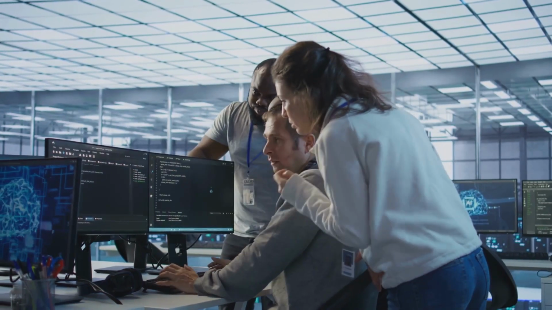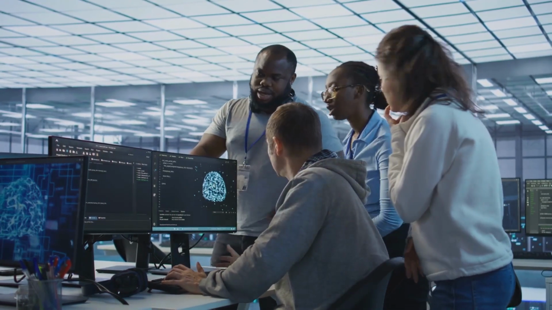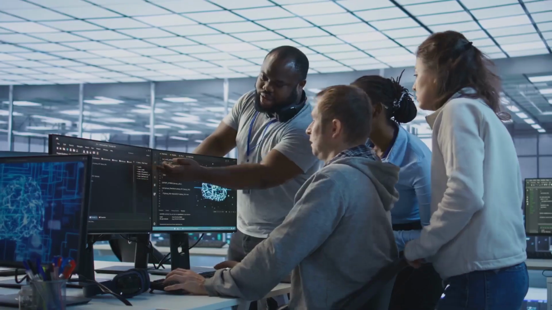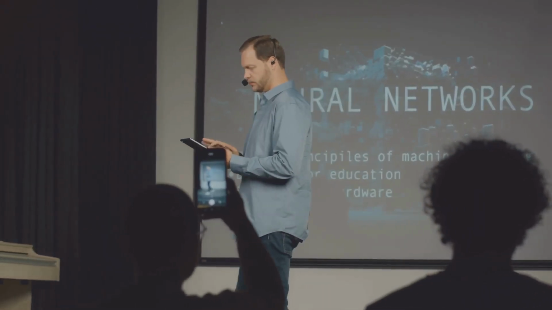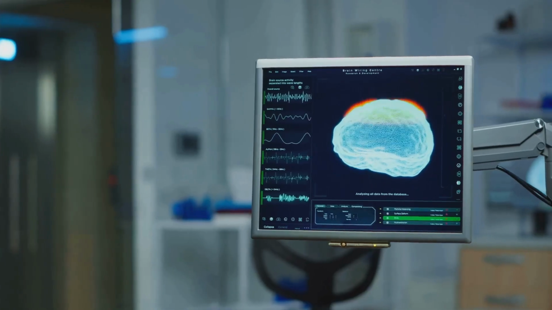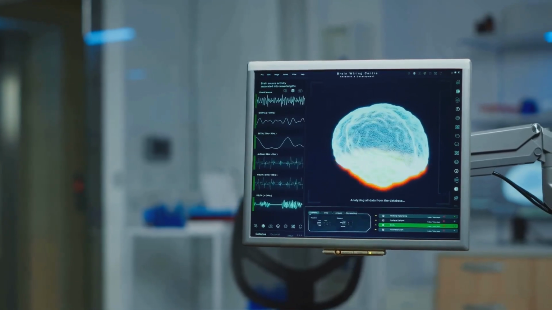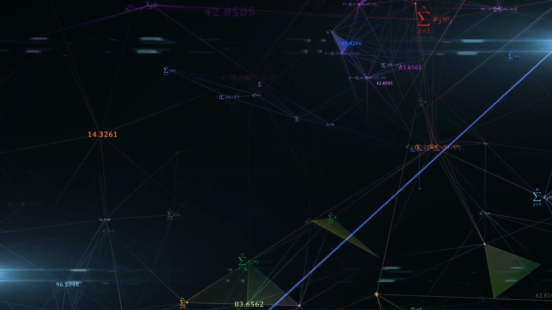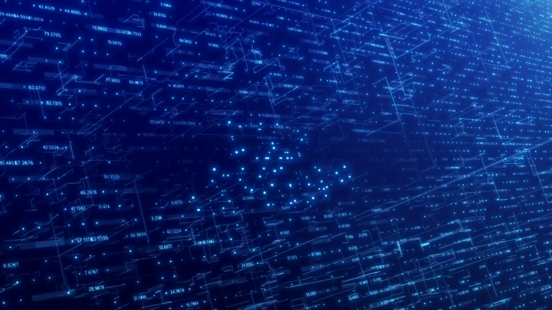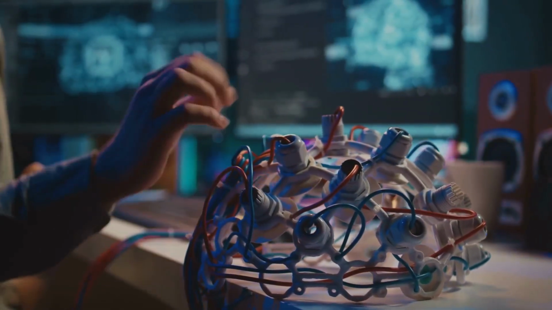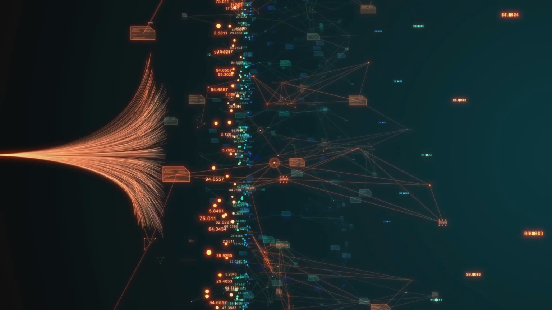A neural network, sometimes called an artificial neural network, is a type of computer program inspired by the human brain. It's a simplified way to mimic how our own brains function. Imagine a network of interconnected points. These points are called nodes, or artificial neurons. It's made up of these connected nodes that work together to solve problems.